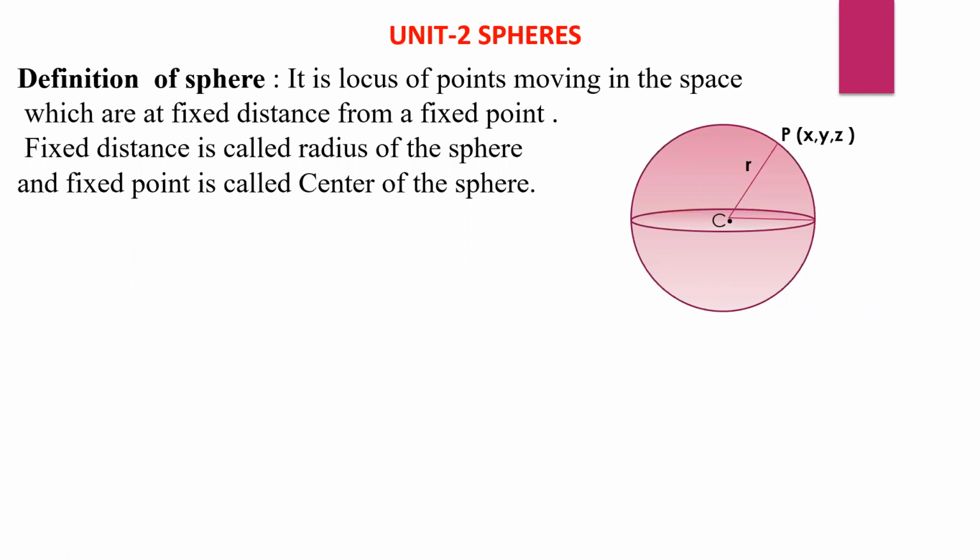A sphere is a locus of points moving in space which are at a fixed distance from a fixed point. The fixed distance is called the radius of the sphere, and the fixed point is called the center of the sphere. So this is the fixed distance from P to C, and C is the fixed point, that is the center. Now let us discuss the different forms of the sphere.